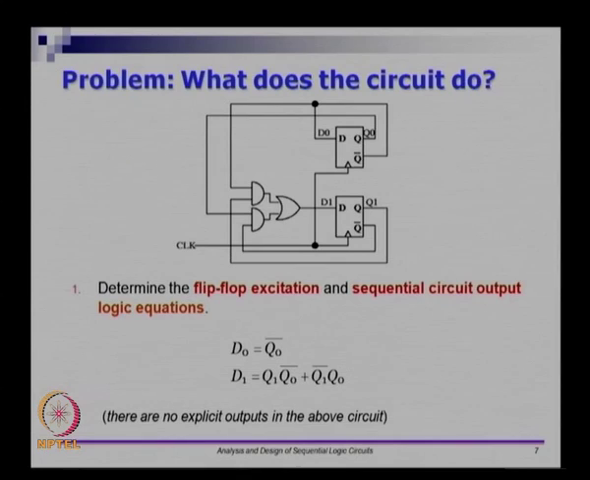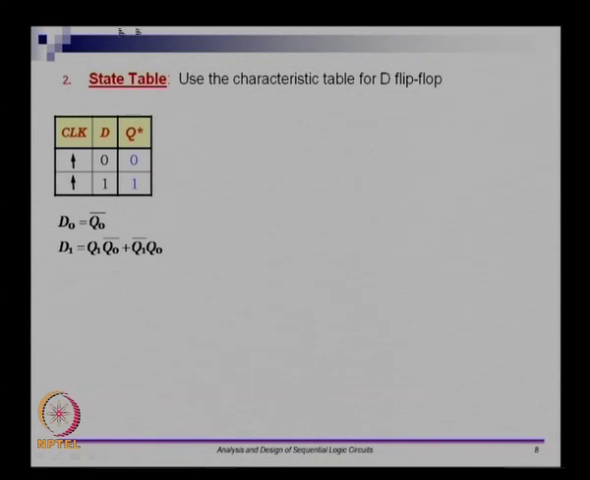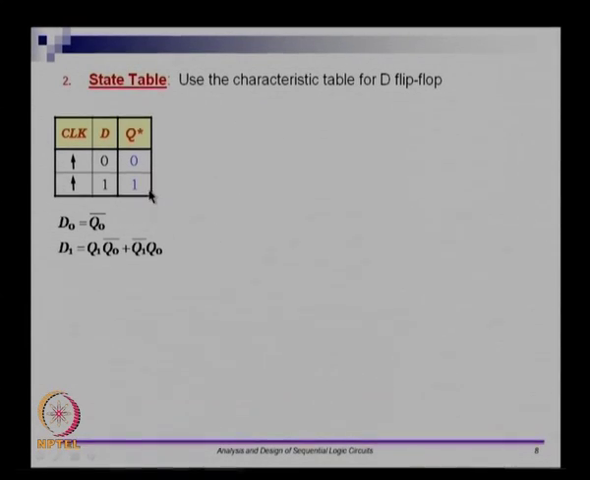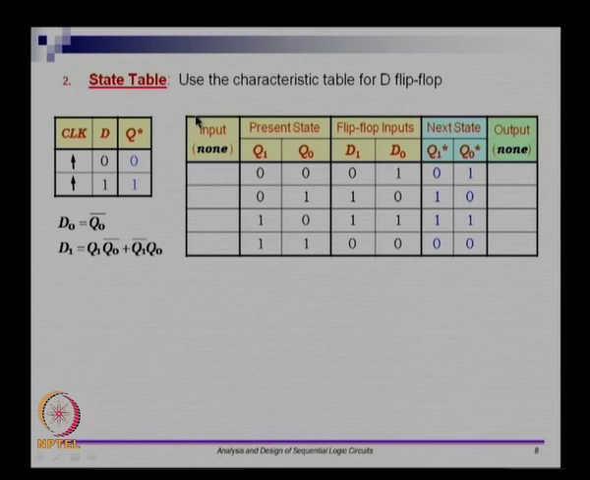Now, let us do the second step. From here, if I want to write the state diagram and state table, let us first write down the characteristic table of the D flip flop. We have already written those equations. The characteristic table is: on the rising edge of clock, when D is 0, Q will be 0, and on the rising edge of clock if D is 1, Q is 1. We already have that.